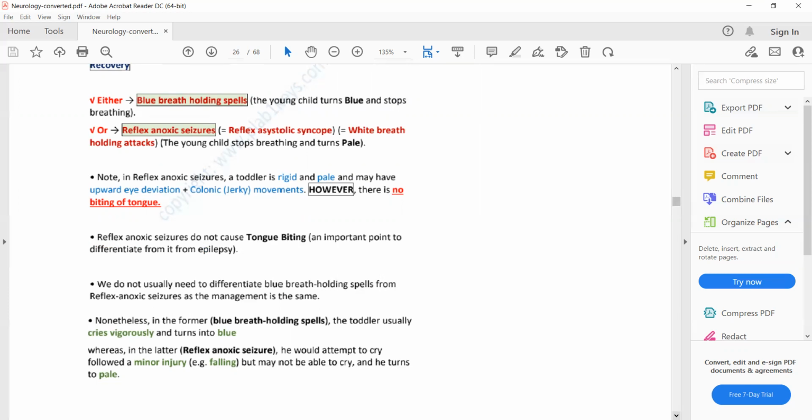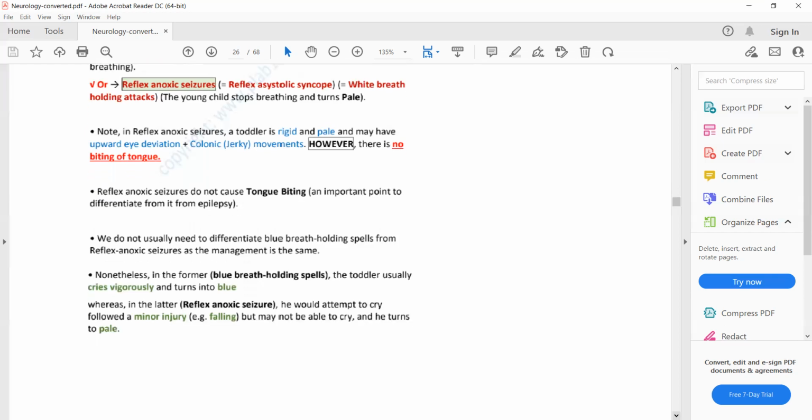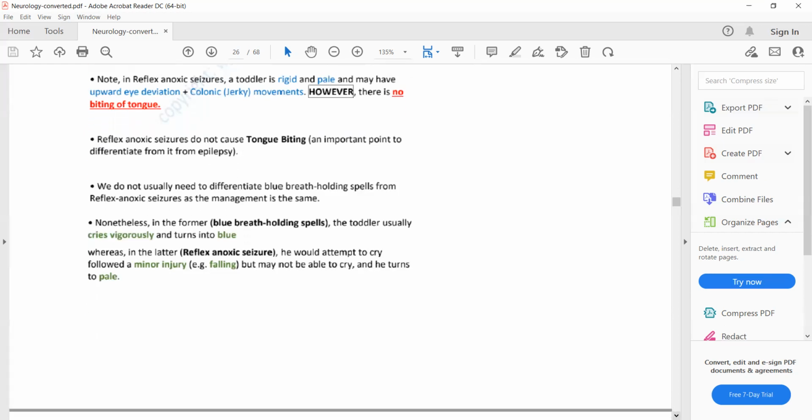So if there is no tongue bite, and the child only becomes unconscious after crying, then it is reflex anoxic seizure or blue breath holding spell and not epilepsy. Tongue biting is an important point to differentiate it from epilepsy. So this was all about the types of seizure.